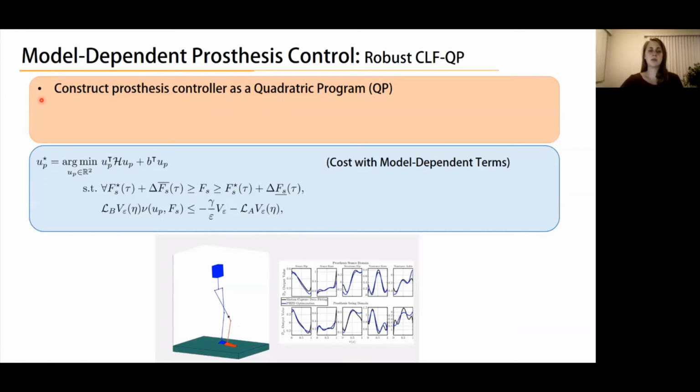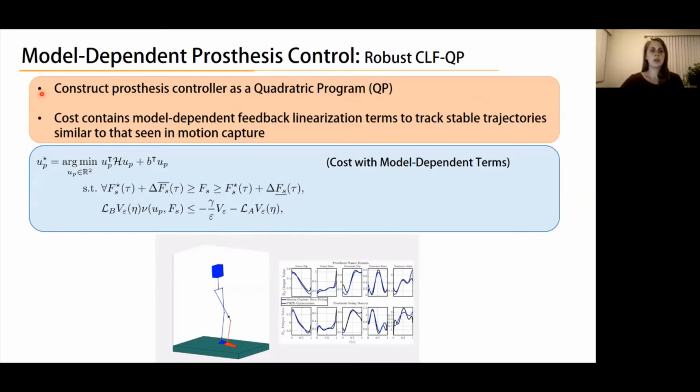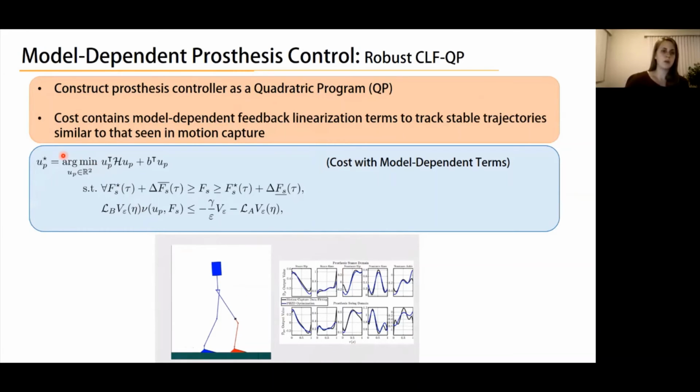We construct our prosthesis controller as a quadratic program, or QP. The cost contains model-dependent feedback linearization terms to track the stable trajectories similar to that seen in motion capture. So here's our QP, which is solving for our prosthesis control input, and it's minimizing over the feedback linearizing controller to track our desired trajectories. It is subject to these constraints, which I will now describe.